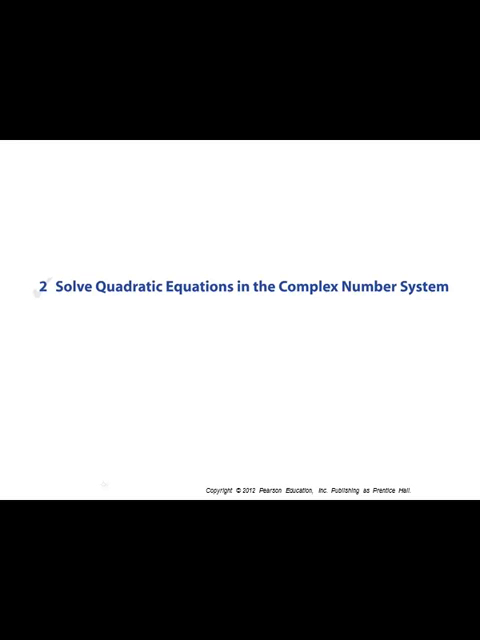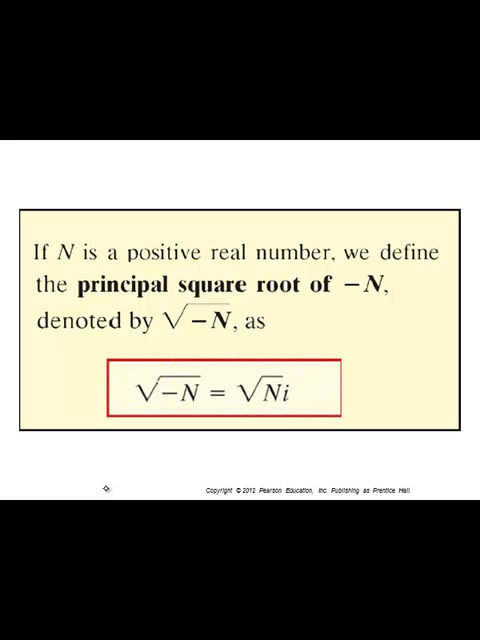Probably the most interest that we have in complex numbers is in solving the quadratic equations where the discriminant is negative. Now let's just remind ourselves that when we are taking the square root of a negative number, like square root of negative n, where n is some real number, well, the square root of negative n means the square root of negative 1 times n. Now, you have square root of negative 1 times square root of n. But square root of negative 1 is i.